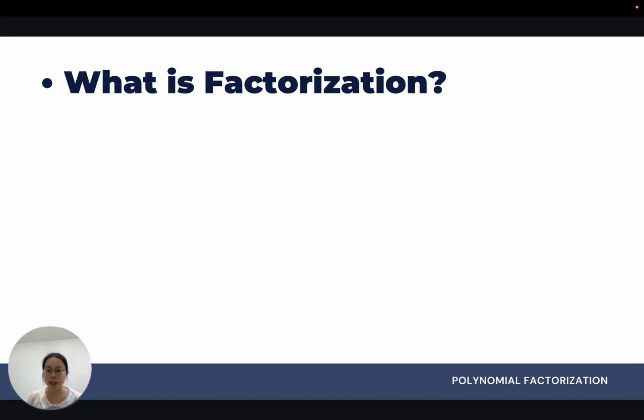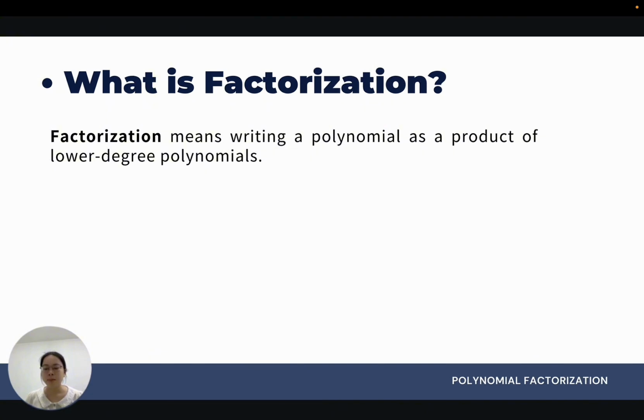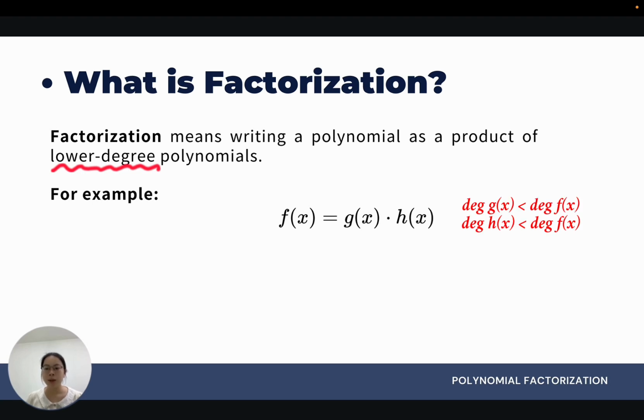First, let's briefly review what factorization is. In general, factorizing a polynomial means expressing it as a product of two or more polynomials of lower degree. For example, if a polynomial f(x) can be written as f(x) equal to g(x) times h(x), then we call g(x) and h(x) factors of f(x).